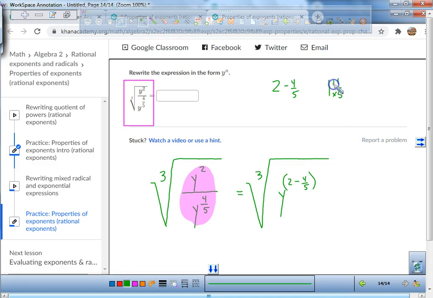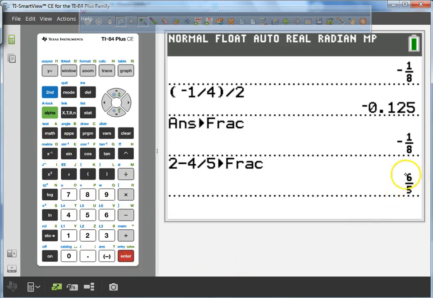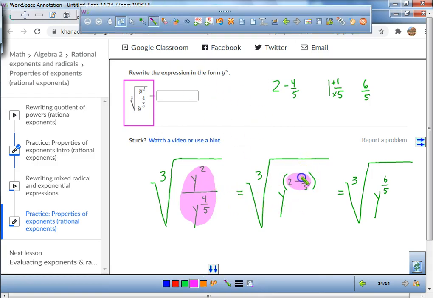If we take away 2 minus 4/5 is 1 and 1/5. So if we multiply and we add, we multiply those together, we get 5 plus 1, it should be 6 over 5. Okay? So in the calculator, if you did 2 minus 4 divided by 5, hit the math button, press enter twice, what do you guys get? 6 over 5. So I want you guys to see the progression. It's not that difficult. We got the cubic root of y to the power of 6 over 5. So this became this right here, which ultimately became that right there.